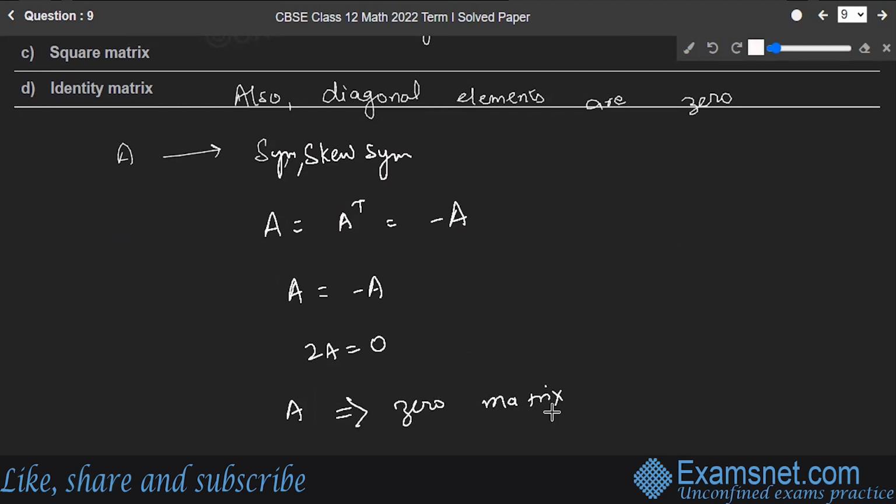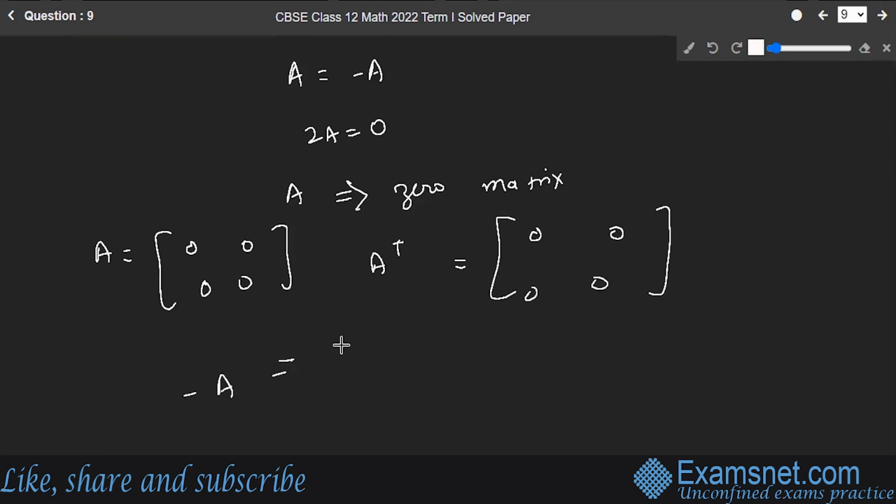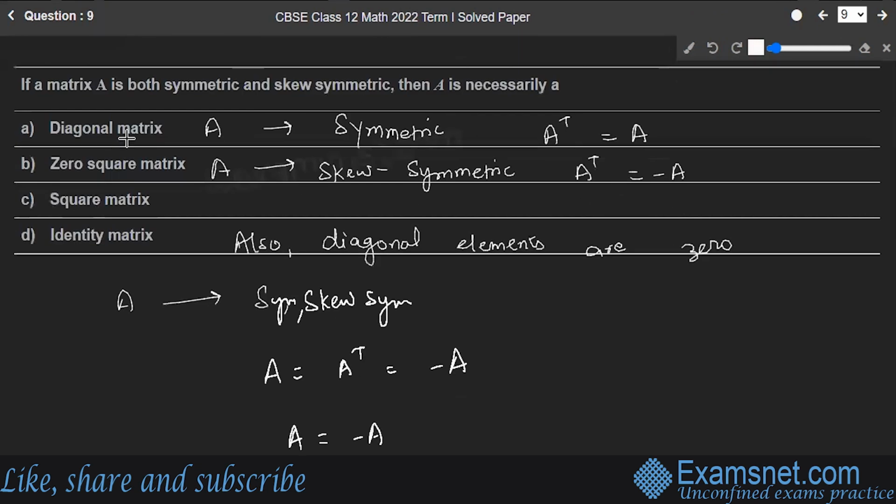matrix, right? Let's see. If I make A a 0 matrix, which is 0, 0, 0, 0, what will be the A transpose? This will be 0, 0, 0, 0. And what will be minus of A? This will be again 0, 0, 0, 0. So that means if A is both a symmetric and skew symmetric matrix, then A is necessarily a 0 matrix. That makes option B the answer.